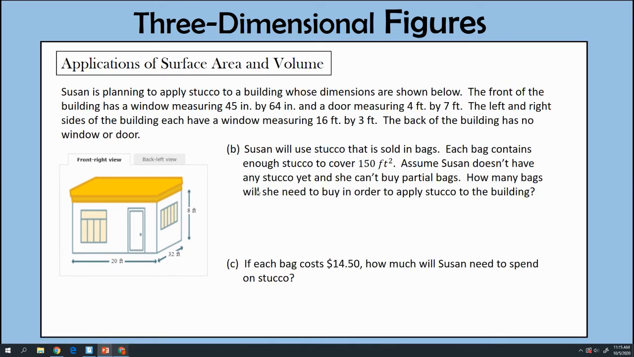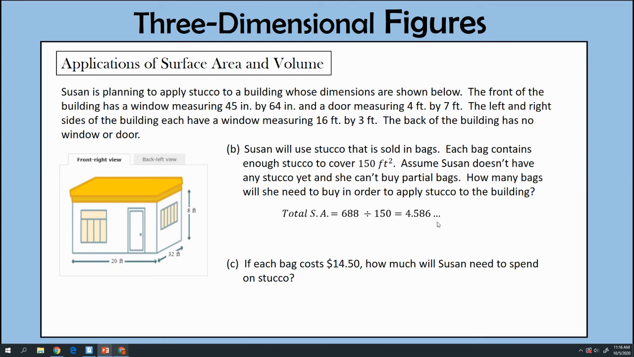Now, next question. She's going to use stucco that's sold in bags. Each bag has enough stucco to cover 150 square feet. Assume she doesn't have any yet and she can't buy partial bags. How many will she need in order to apply all the stucco? So what we need to do is take our total square footage, we said was 688, and then divide it by 150 because every bag covers 150 square feet. So doing the division, I get 4.586.